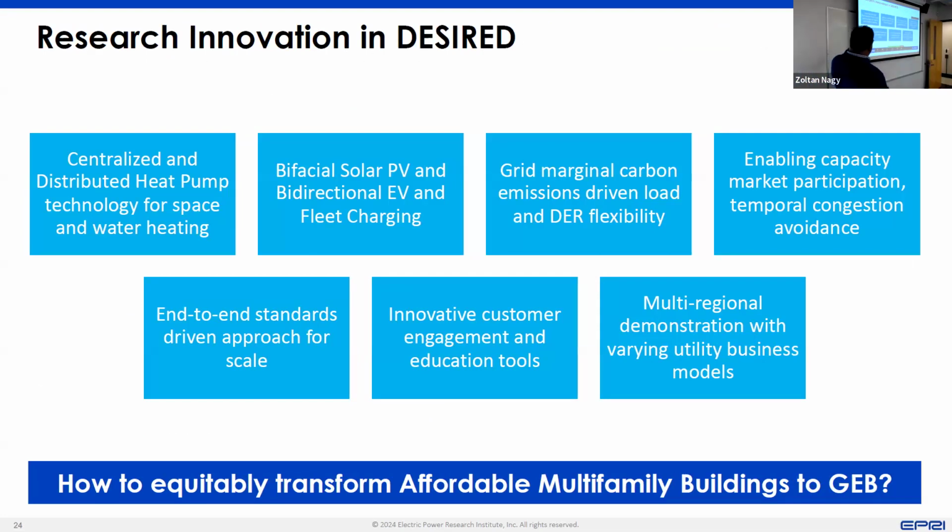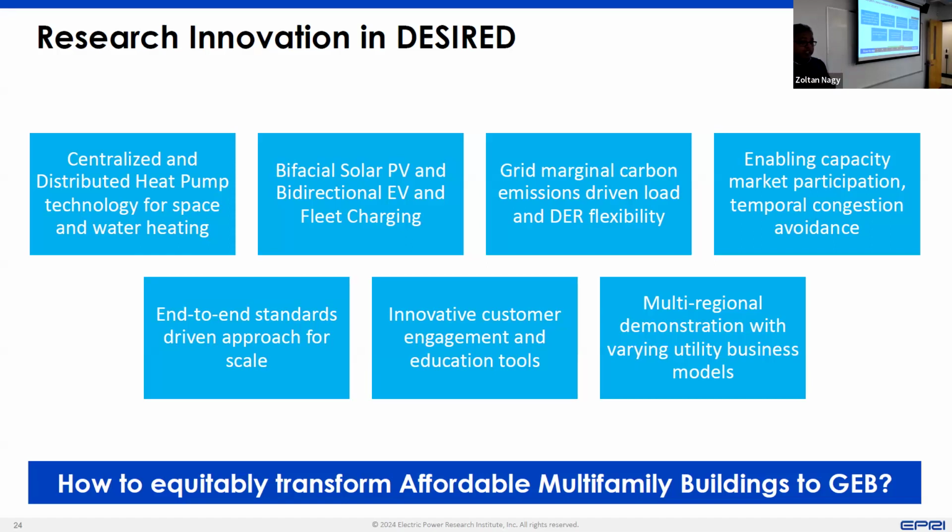So we ended up incorporating elements of solutions that can basically encompass all of these, right? Heat pumps, heat pump water heaters, solar, EV charging, using grid marginal carbon emissions as a driver for demand flexibility exercises, innovative mechanisms for customer engagement, multi-regional demonstration, capacity market participation, and local temporal congestion avoidance. The idea there is that you can take all of the capacity that you now have because of reduction in energy use, and you can bid that into the market.